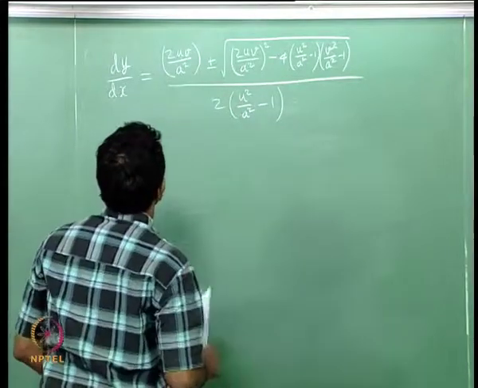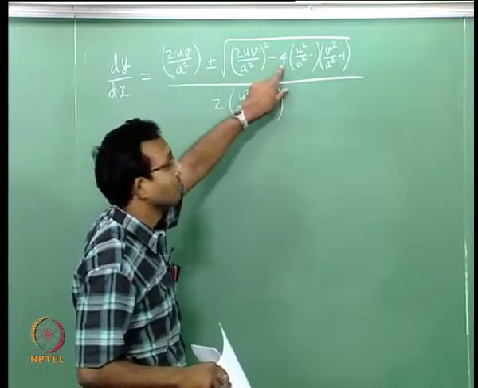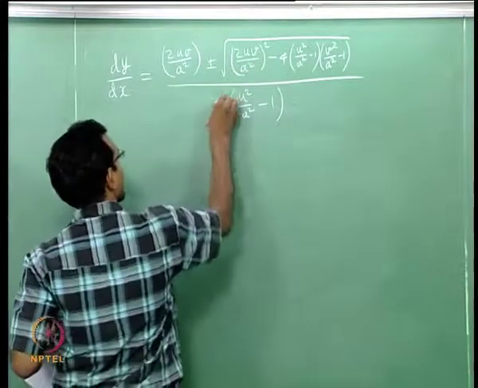Now, if I look at it, I have 2 here, 2 here, 2 square inside a square root, 4 here inside square root. I can cancel all of them.